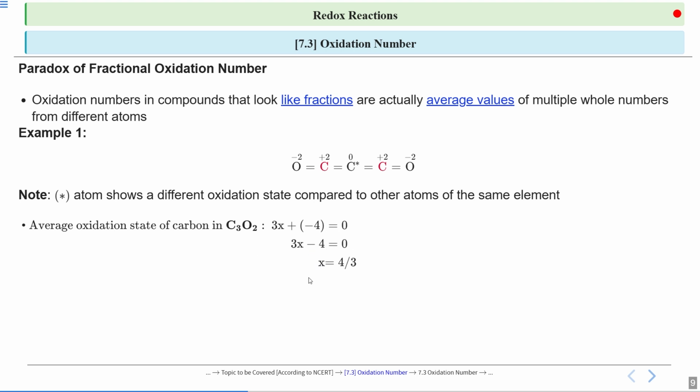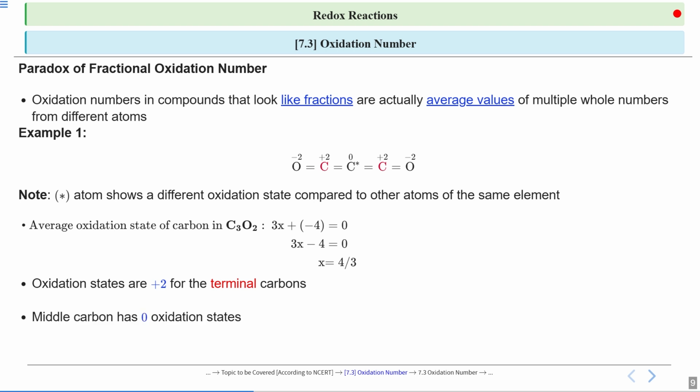So this would be 3x minus 4 equals 0, and you will find that the average oxidation number for carbon is equal to 4 by 3. While the end oxidation states are +2 for the terminal carbons, which are marked by red color, and the middle carbon has an oxidation state of 0.